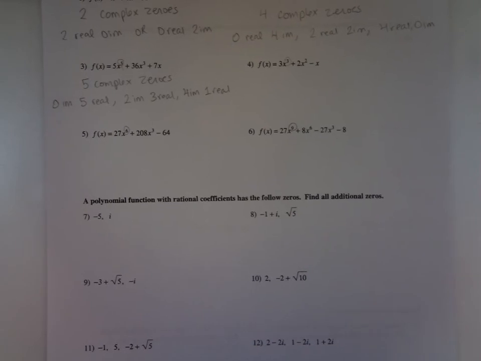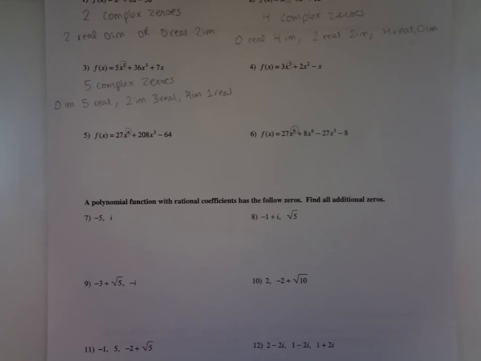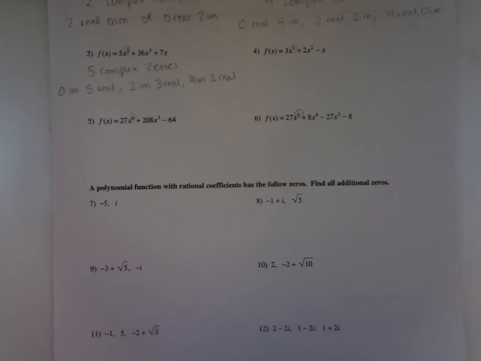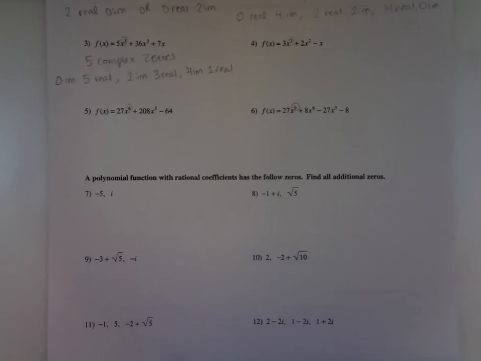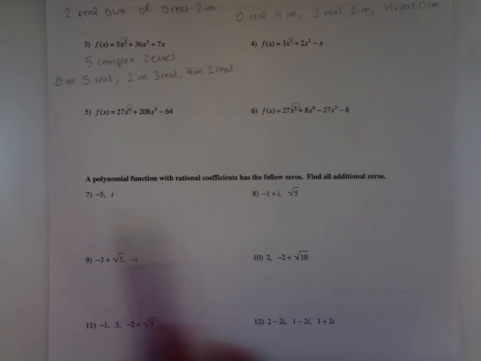Also, we know that when we have irrational roots, they also come in conjugate pairs. So if 2 plus root 5 is a 0 of your function, then 2 minus root 5 is also going to be a 0 of your function. So given that, let's try to find all the additional zeros if these are the zeros that we're given.